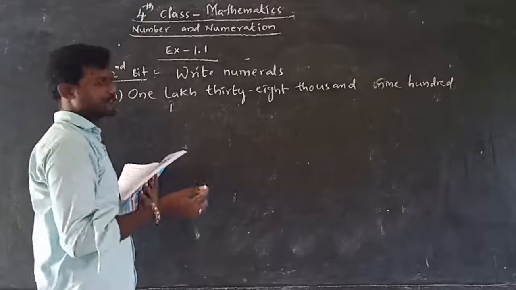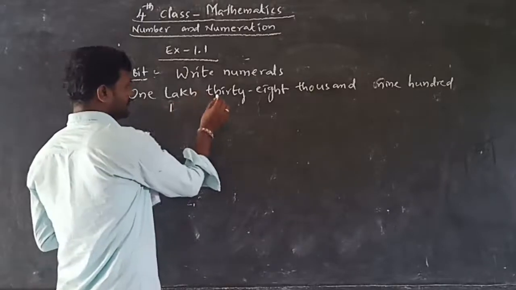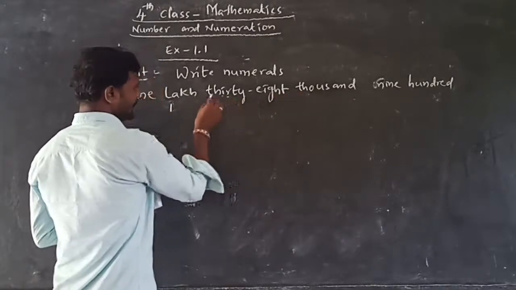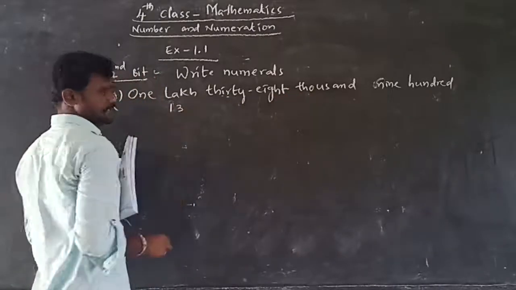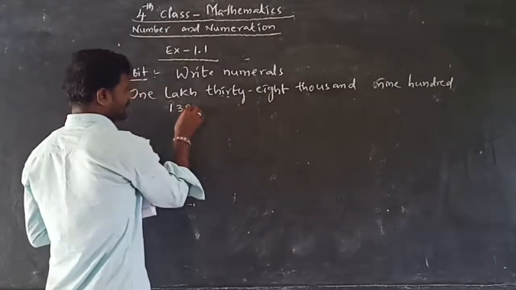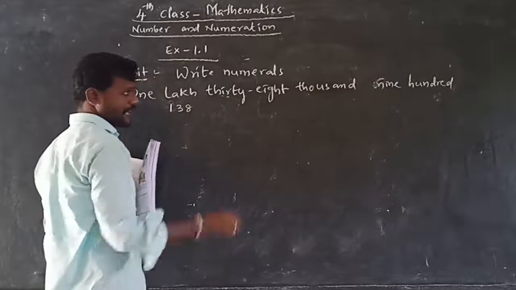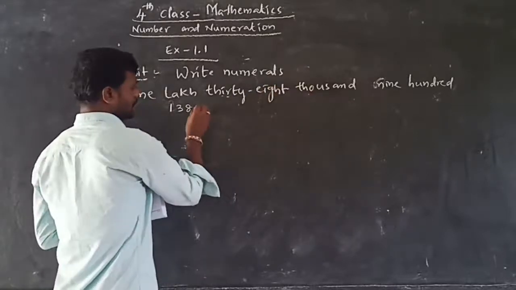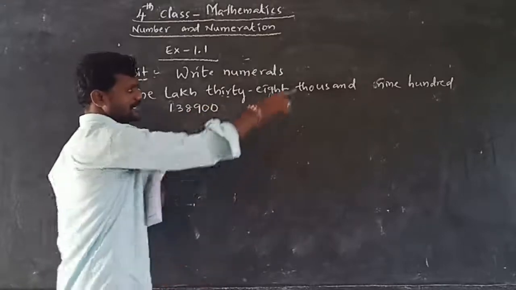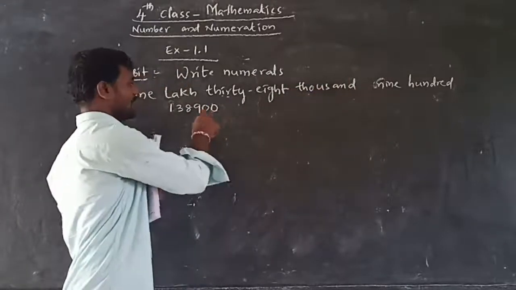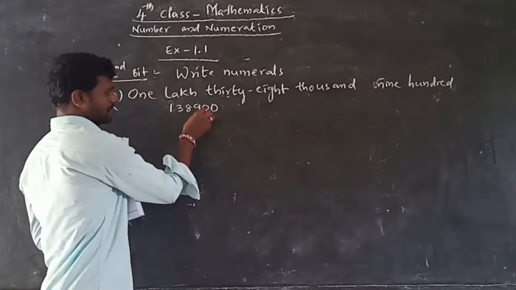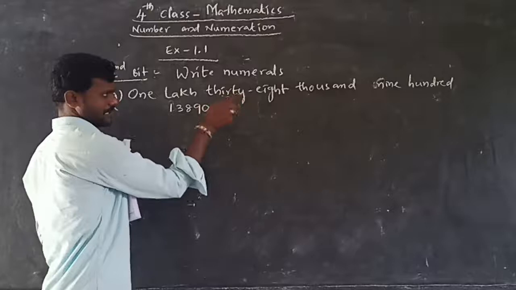Next, ten thousands. What is the digit in ten thousands? 38,000. So 30. 3 is in ten thousands place. Next, 8,000. 8 is in thousands place. After that, what? 900. So 9 hundreds place only. There is nothing mentioned in tens place and ones place. So you should write zeros only.